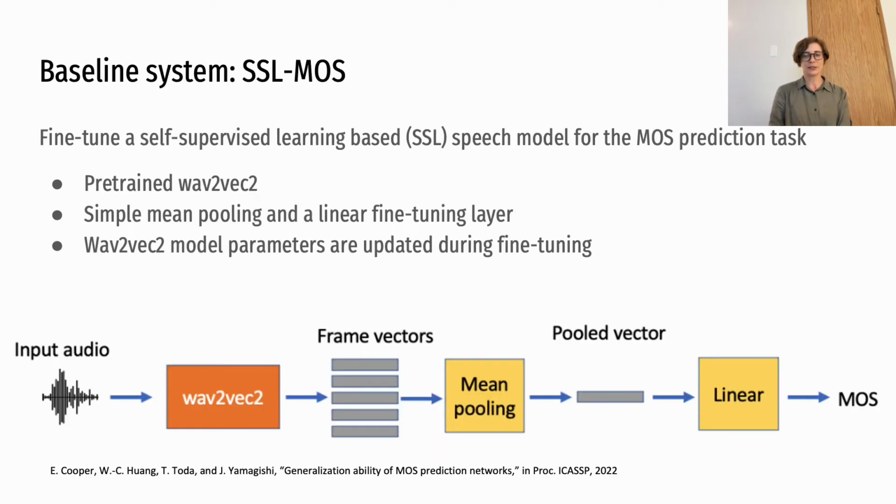We also provided participants with open-source code and pre-trained models for 3 different baseline systems. Our first baseline is called SSL-MOS. We started with a pre-trained, self-supervised learning-based Wav2Vec2 model from Fairseq, and we added a really simple linear fine-tuning layer, and then fine-tuned the entire thing for the MOS prediction task using the BVCC dataset.